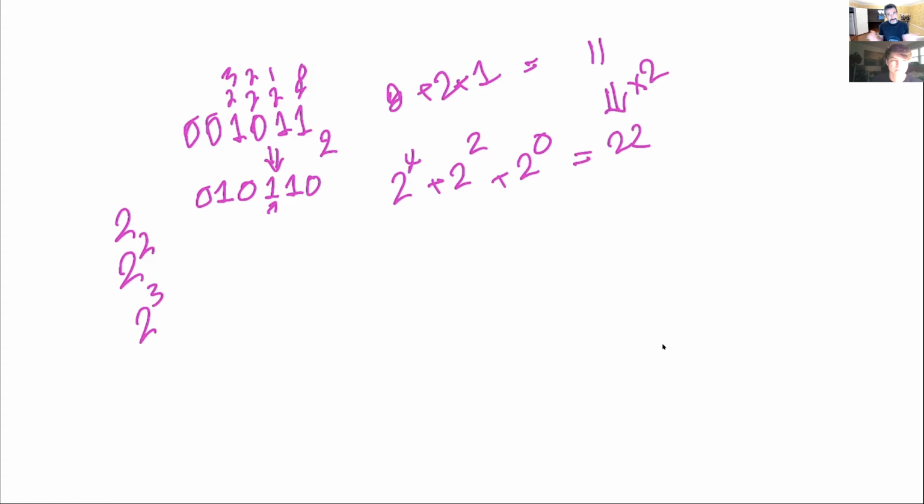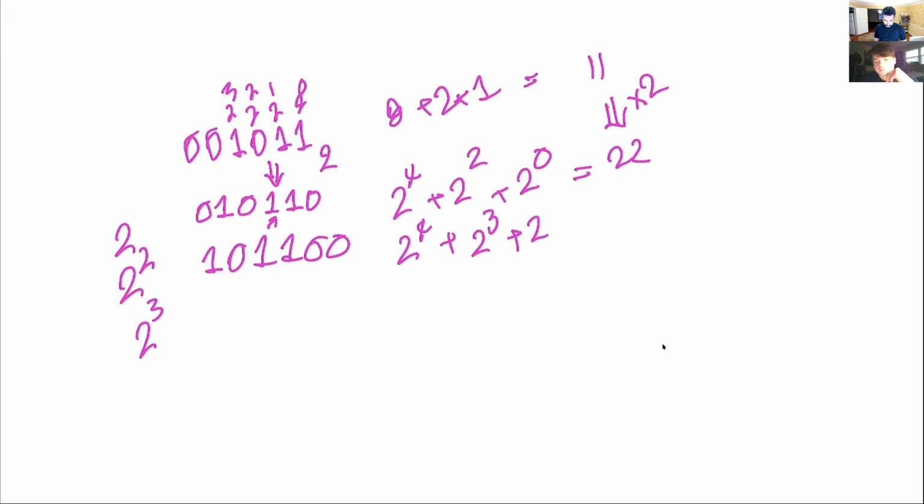And you could do the same, you could shift it twice. This is what you get: 0, 1, 0, 1, 1, 0, 0. So this would be 2 to the power of 5 plus 2 to the power of 3 plus 2, sorry, this one was 2 to the power of 1.